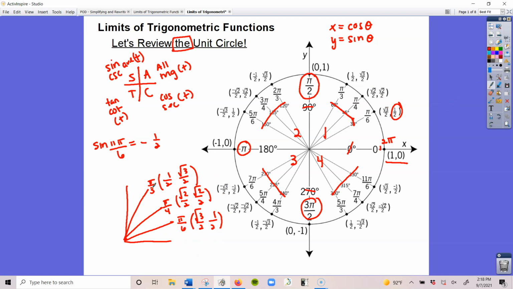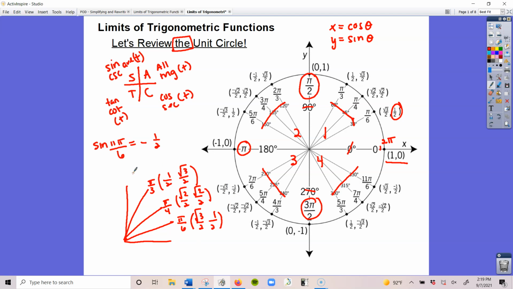So 6, 4, 3, or if you want to go down, 3, 4, 6. Everything is over 2. Put square roots in all the numerators. Then 1, 2, 3, 1, 2, 3. You've got quadrant 1 done.